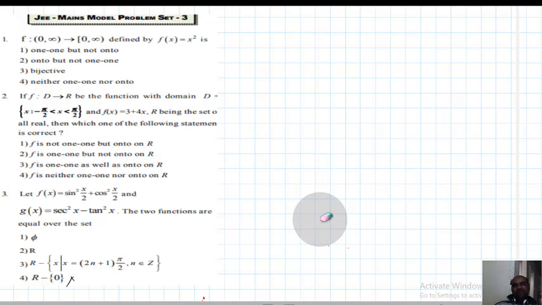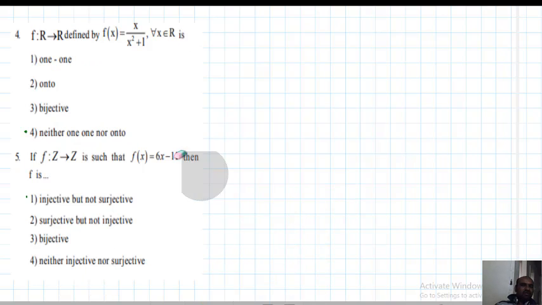Students, this is a very difficult concept. The functions concept is difficult, and the next upcoming chapters, limits and differentiation, are also very difficult. Okay, next, the fourth problem. What is the fourth problem?